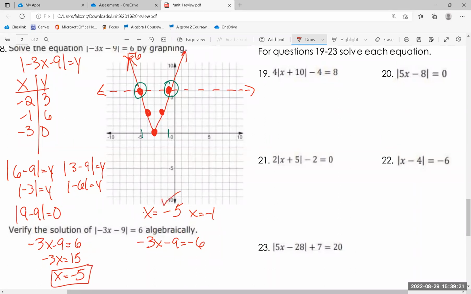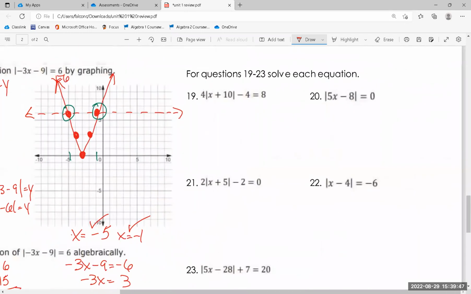Check mark. And then we're going to add 9 to both sides on this one. So -6 plus 9 is +3. Divide both sides by -3, you get -1. So good, both of our answers check out.